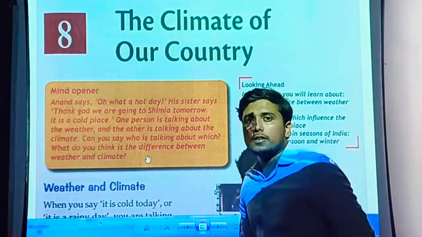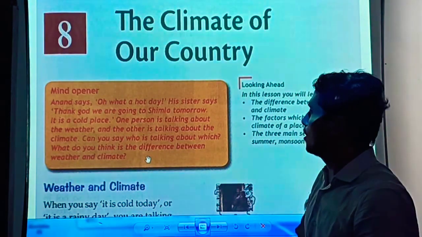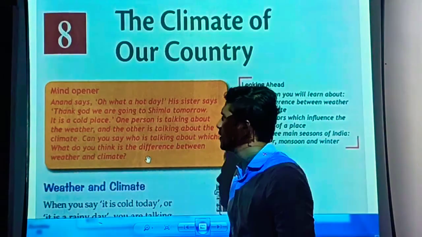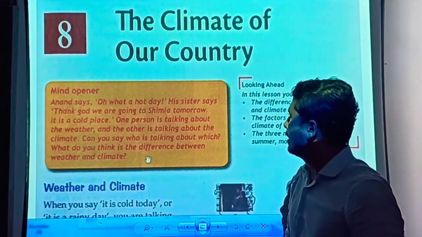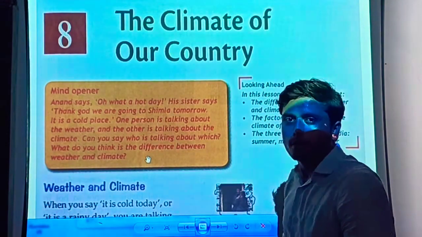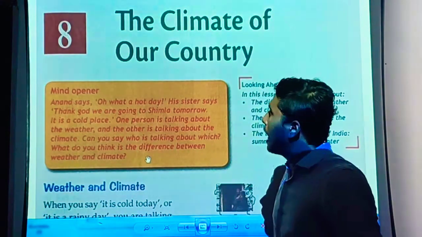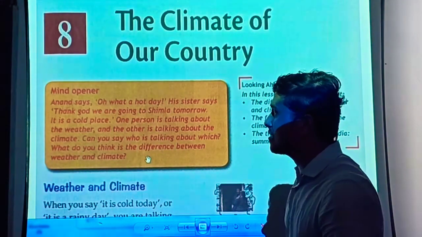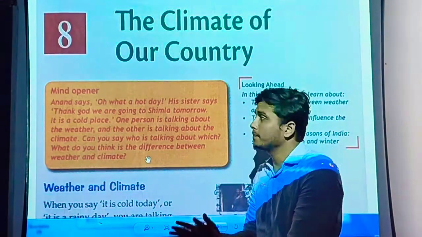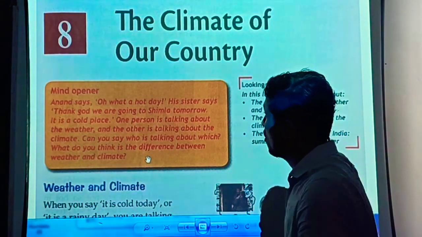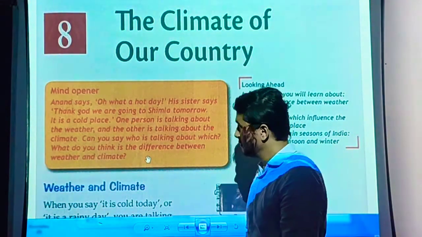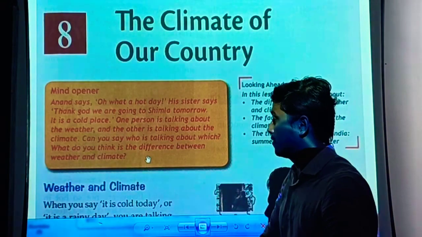Before starting our textbook, let's read what is given here in this orange box. I think it's yellow, I don't know. Anyway, it's a mind opener. Let's see what Anand is saying. Anand says, "Oh, what a hot day." His sister says, "Thank God we are going to Shimla tomorrow." It's a cold place.